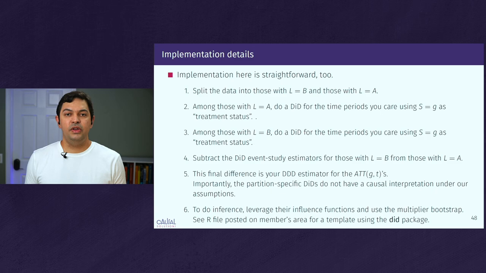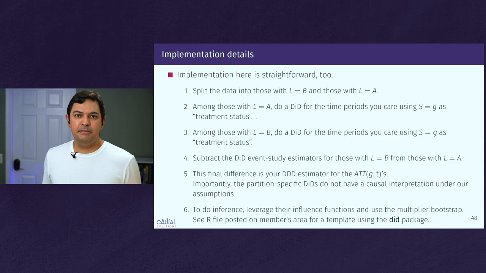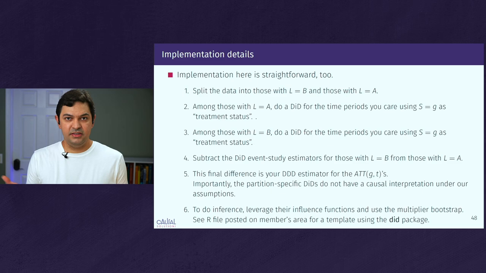To get inference right, it's important to stack the influence functions with the right sign and bootstrap the influence functions. I have provided this in the members area for the causal solutions course, where we have templates on how to do this. Should be easy, well documented, a lot of step-by-steps there, good to go.